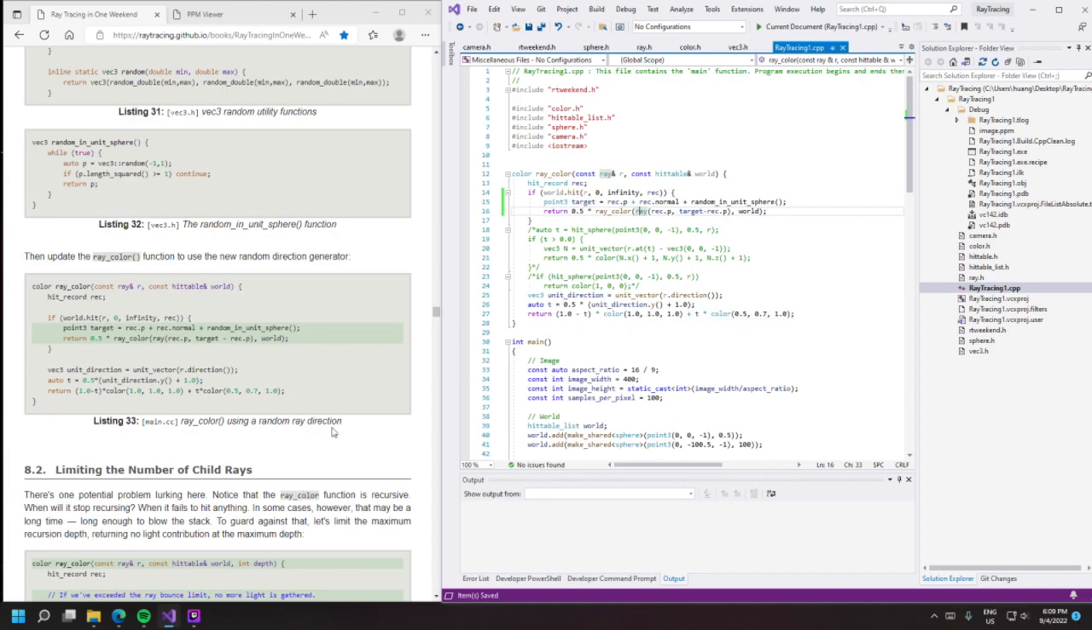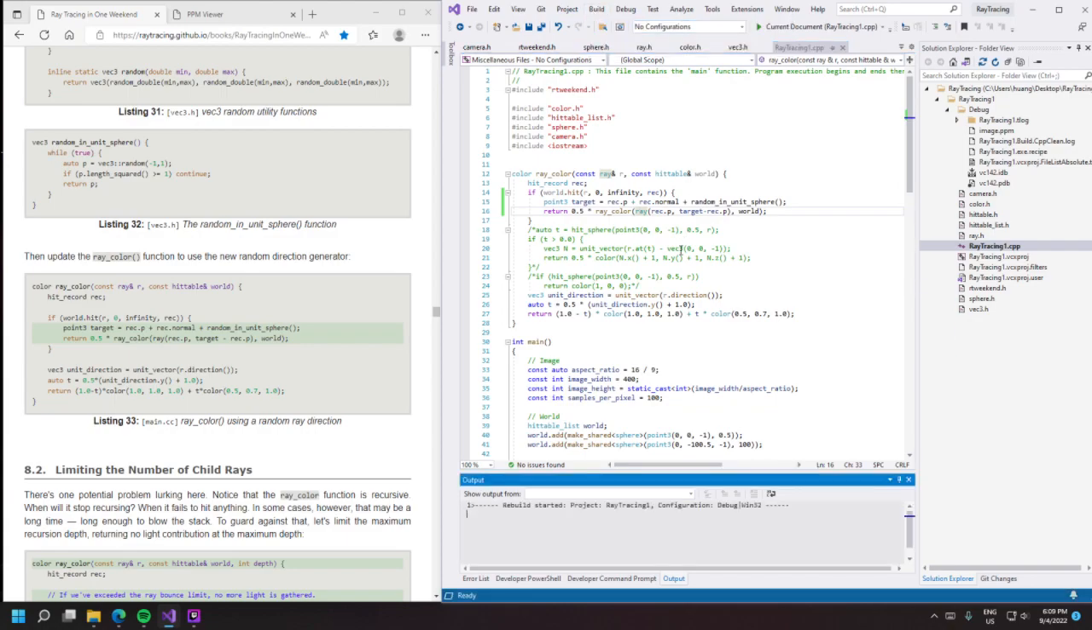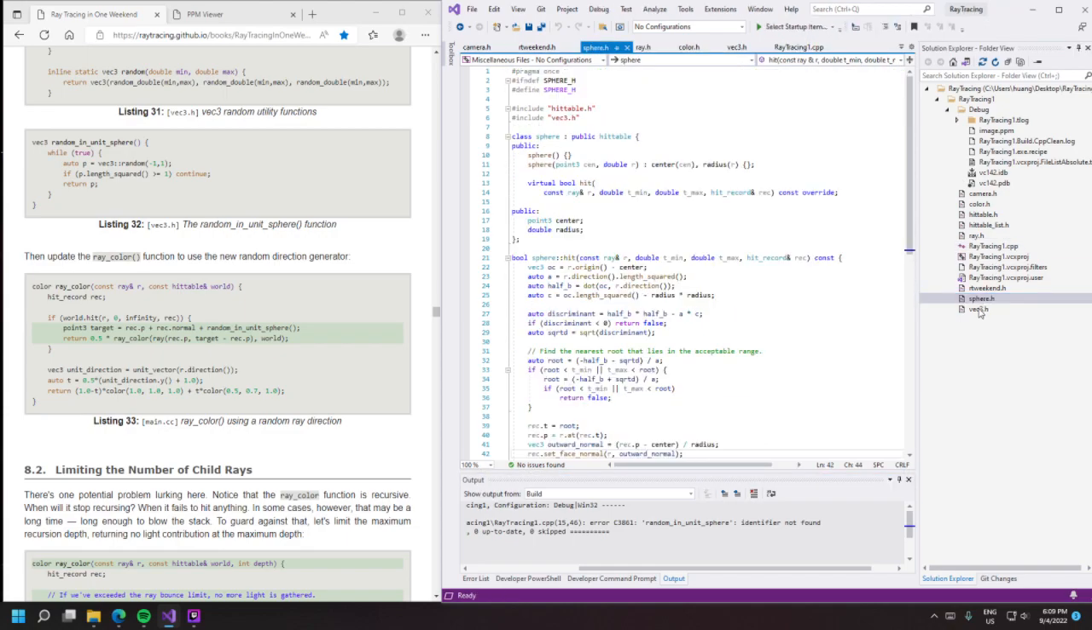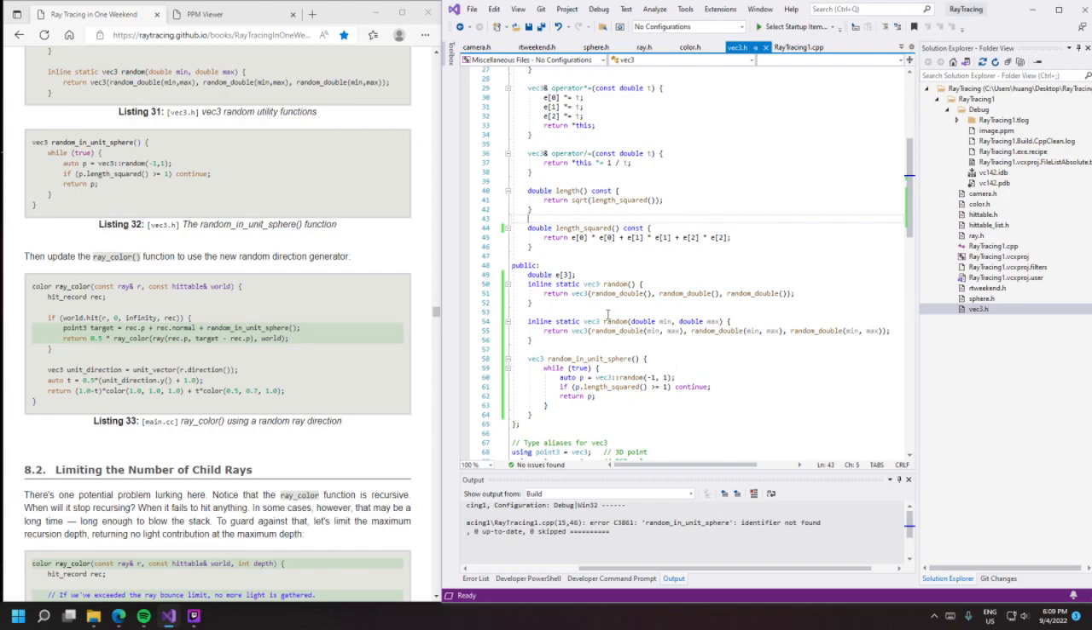Yeah, and I don't think I have any typos. Let's try to build it because I haven't built it today. So okay, build failed. Random unit square identifier not found. Well, this is not sphere, this is vec3.